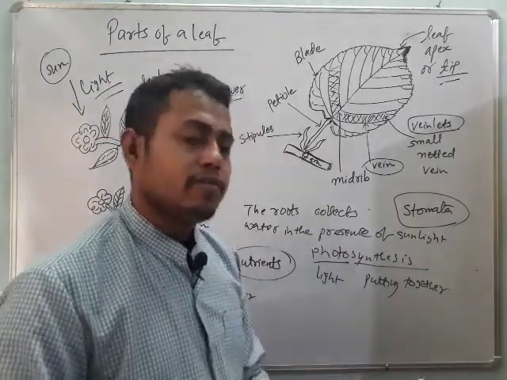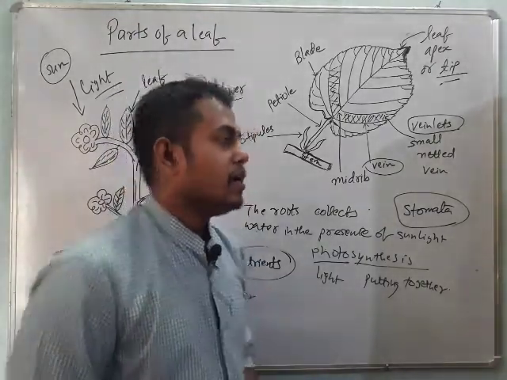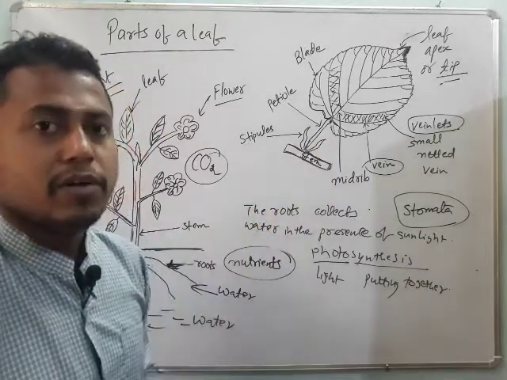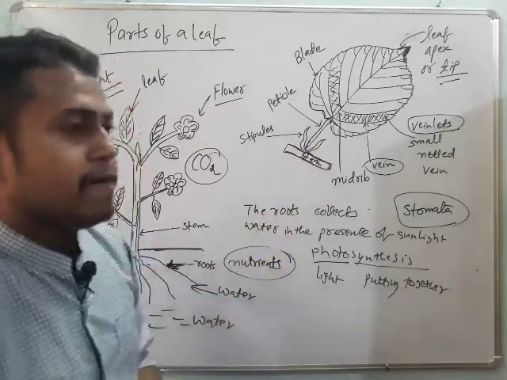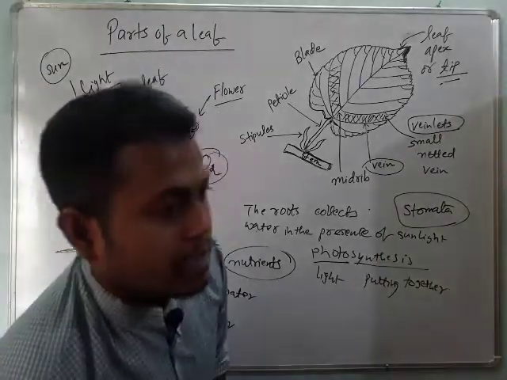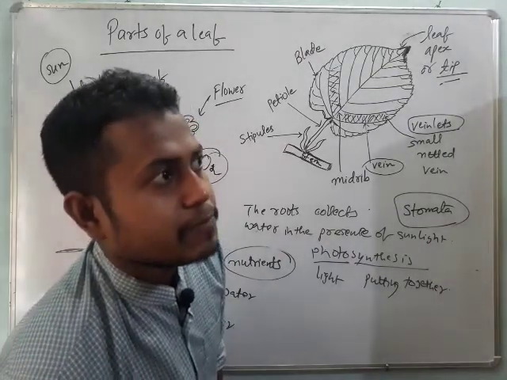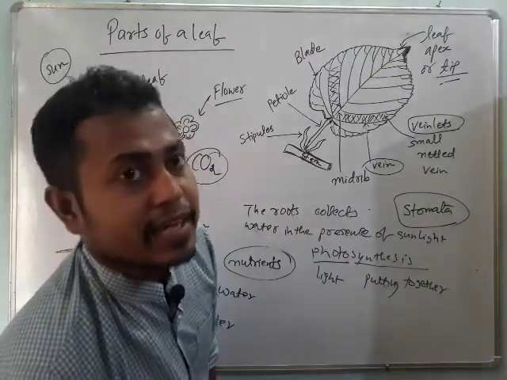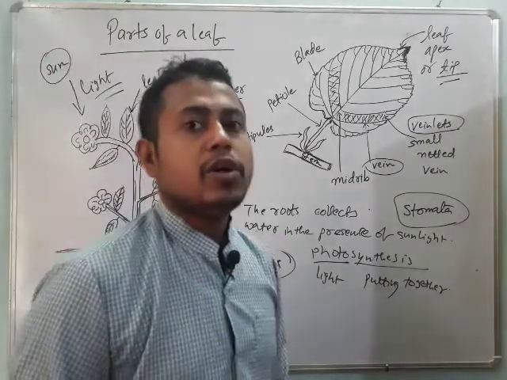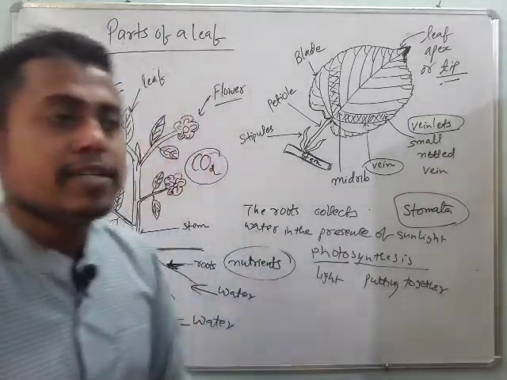Now page number 53, I will read out the 5 points. The function of a leaf, what is that? Whatever I have explained, you can tell me from that also. What is the function of a leaf? First of all, leaves prepare food for the plant. And after that the veins carry food and water for all parts of the plants. These are the 2 points.